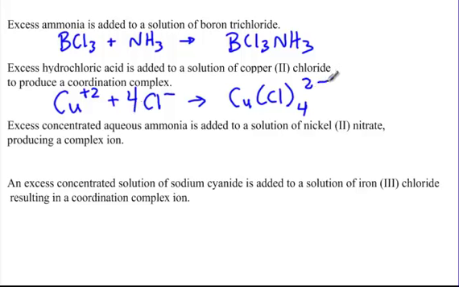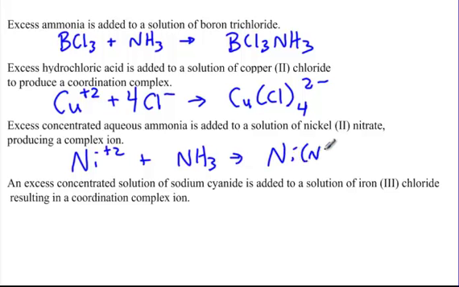The next one is I'm going to have nickel plus 2. I'm going to add excess concentrated ammonia to it, and I'm going to get nickel with the ammonia. Let's look at the charge on the nickel. It's plus 2, so how many ammonias do I need? I need 4. I'm going to balance that by putting 4 right there. Let's add up my charges. The nickel has plus 2. The ammonia has 0. So I'm going to end with plus 2.